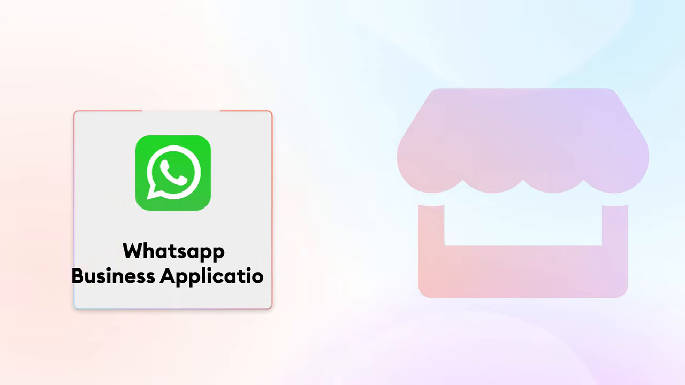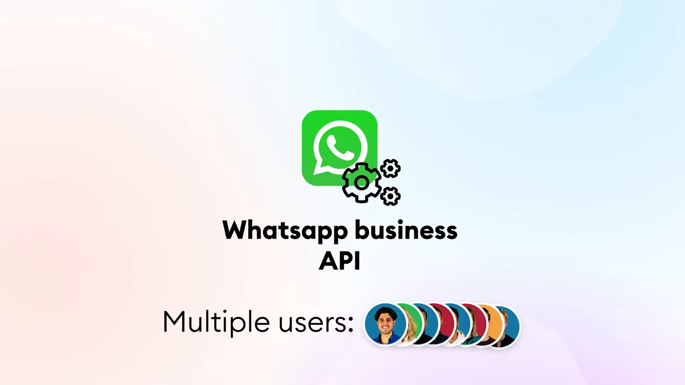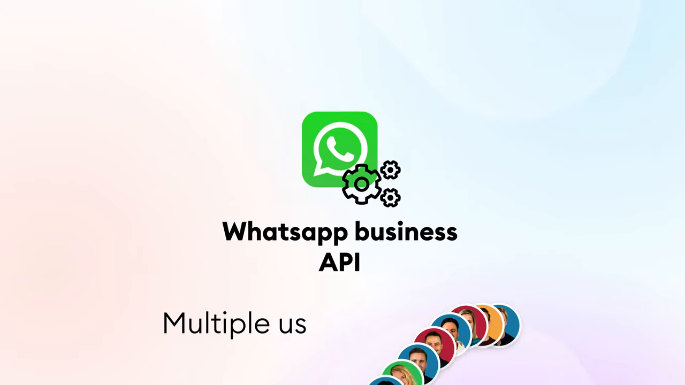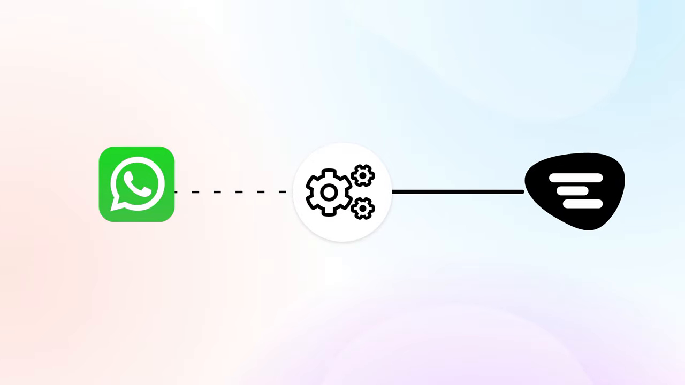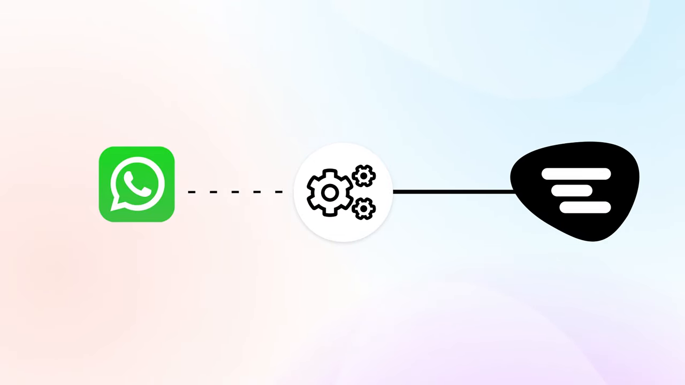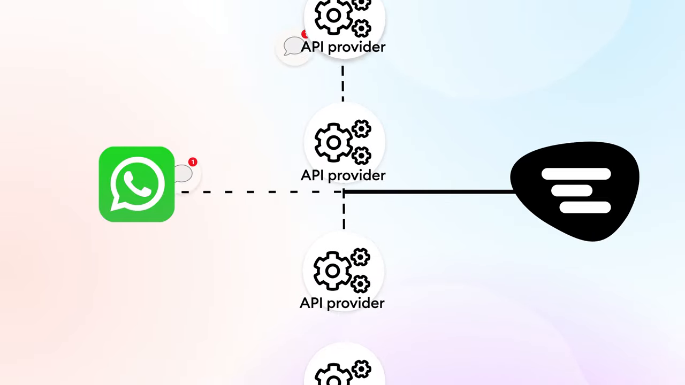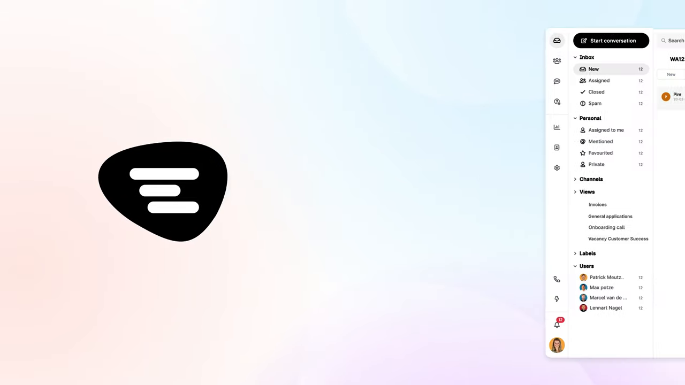If you want to use WhatsApp Business with multiple users, you are better off using the WhatsApp Business API. The API has no interface, which means it needs to be connected to a customer service platform, such as Trengo. Trengo enables companies to integrate with several official WhatsApp Business API providers. Within Trengo's customer service platform, you and your colleagues can collaborate efficiently.